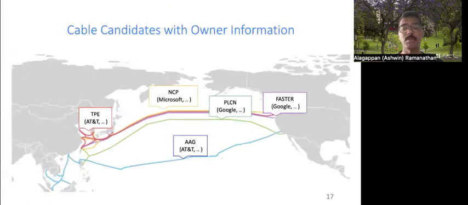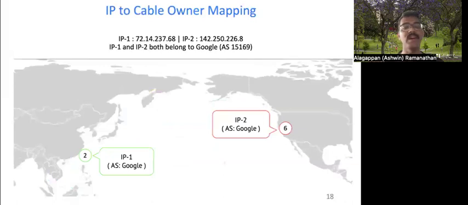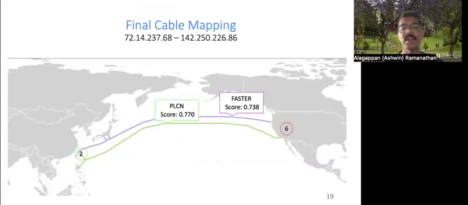Next, moving on to the ownership property, the figure here shows a few cable owners for each of the 5 cables. And employing the IP to cable owner mapping with the ASN or autonomous system number as an intermediate, we get that both IP1 and IP2 are part of the Google network. So based on that, we see that only PLCN and Faster, where Google is one of the owners, are the more likely choice for this specific link. And Nautilus additionally computes a score for each of its mapping as shown in the figure.